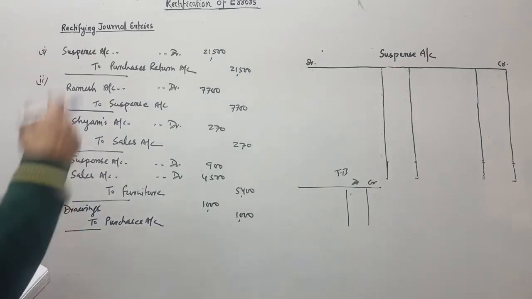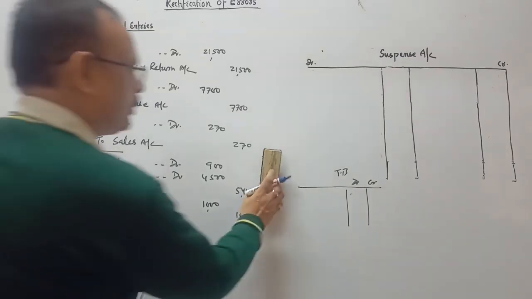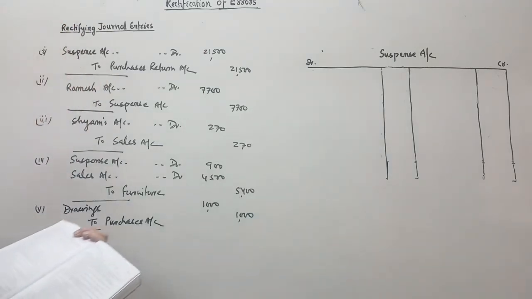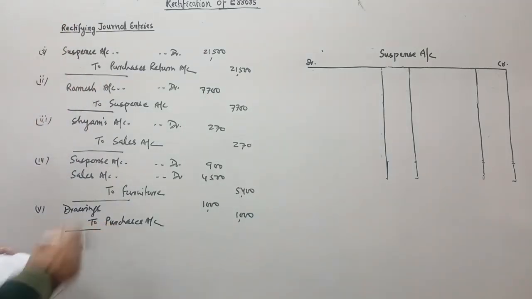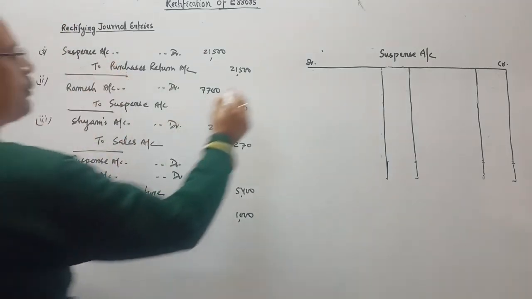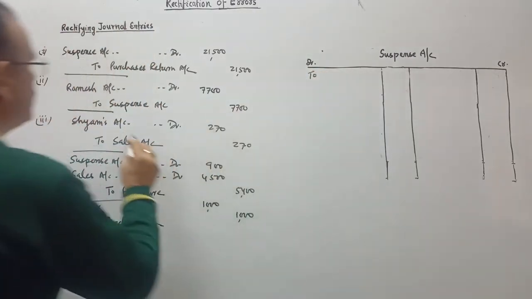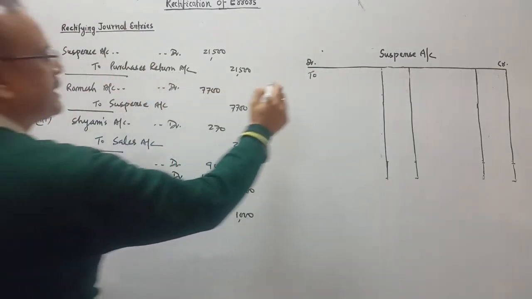Okay. Now coming to the suspense account. Posting, we will do the posting in the suspense account. So first posting will be suspense is on debit. So we will do the posting in the debit side. What will we write? To purchase return.